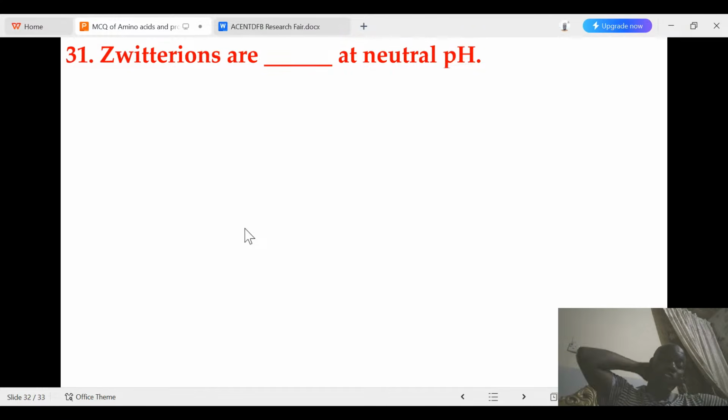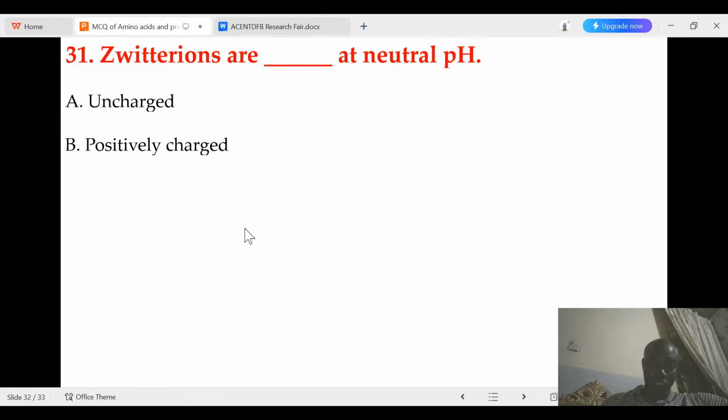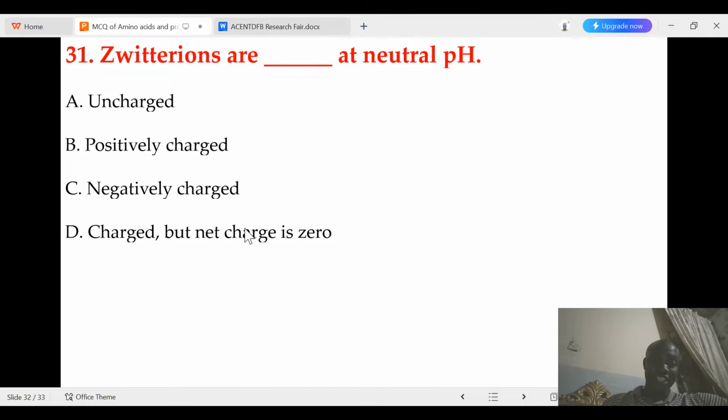A Zwitter ion dash dash dash at neutral pH. A, uncharged, B, positively charged, C, negatively charged, D, charged but net charge is zero. What is the answer for question 31? What is a Zwitter ion?